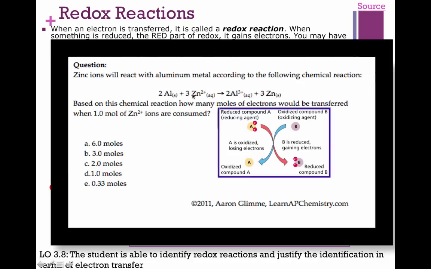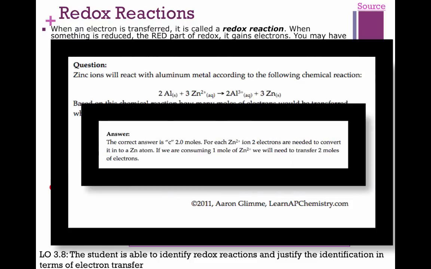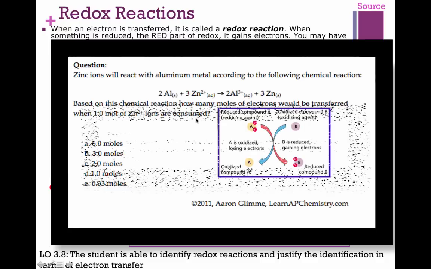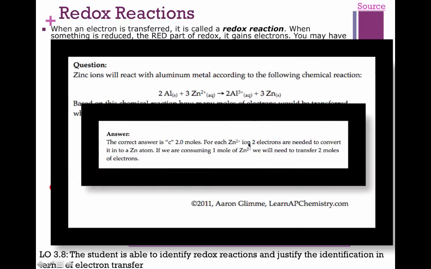So to go from zinc 2 plus to just zinc, you want just 1 mole of it. If you have just 1 Zn2 plus going to Zn, how many electrons would be transferred? 2. Just 2, because you only want 1 mole. Now if you had 3 moles, then it would be 6 electrons. But you just want 1 mole of zinc. So for each 1 Zn2 plus, 2 electrons are going to be transferred.